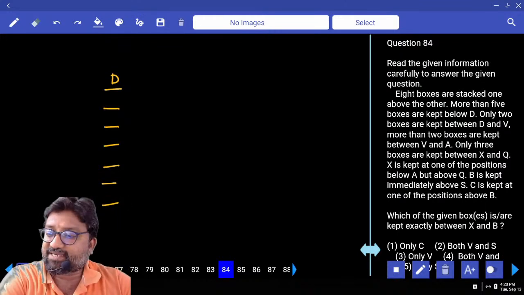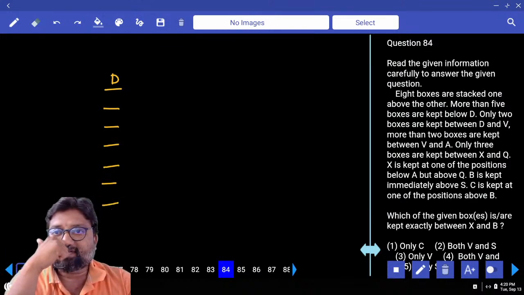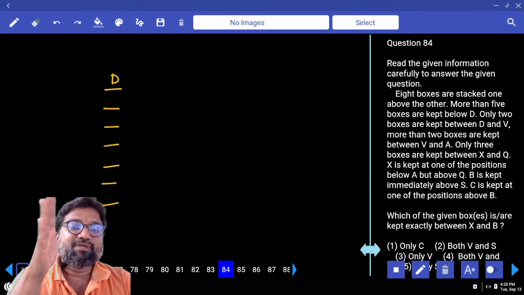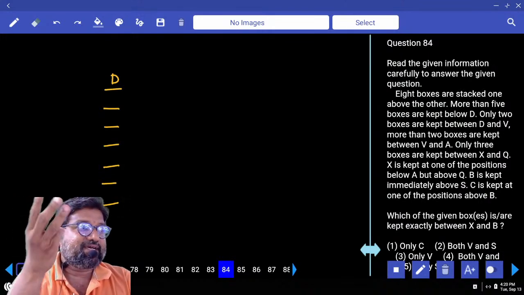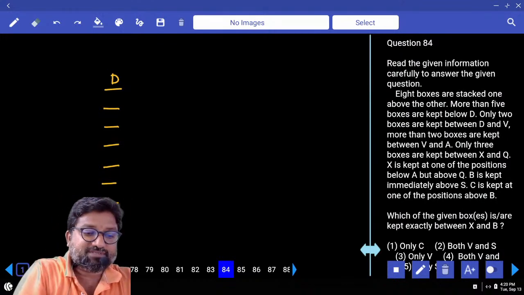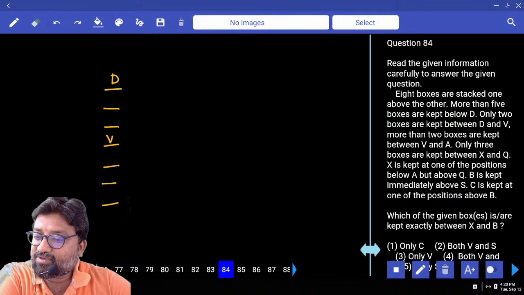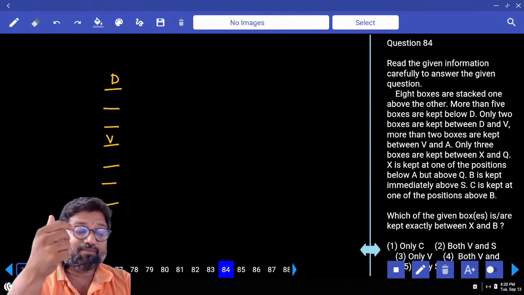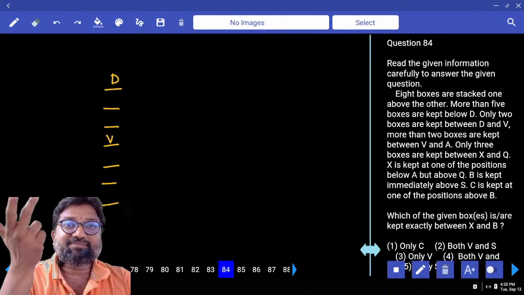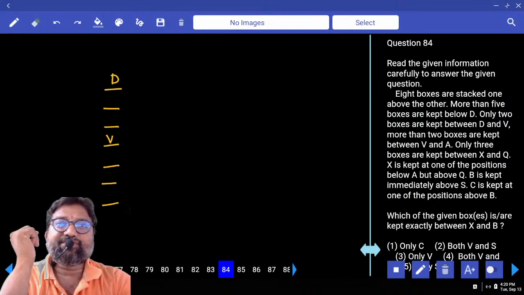Only 2 boxes are kept between D and V. Can I take V above D? Impossible. If I take V above D, I'll get 3 more boxes, but I have space for only 1 box. 2 boxes between D and V. Next. More than 2 boxes are kept between V and A. Amma, more than 2 means it should be 3.